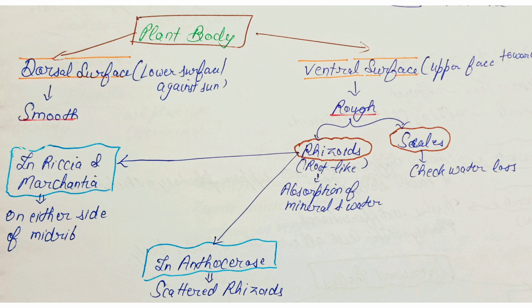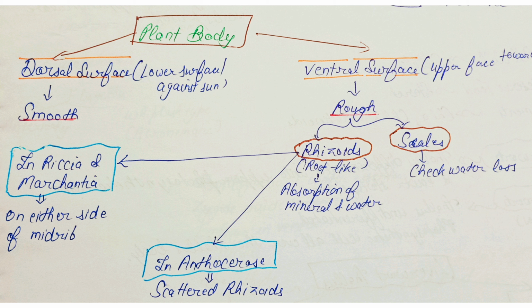If we closely see the plant body of the bryophytes, we can say that the dorsal and ventral surface are morphologically different. The dorsal surface is smooth whereas the ventral surface is rough. Ventral surface is rough due to the presence of rhizoids and scales. Rhizoids are root-like structures and help in absorption of minerals and water. And the scale helps to prevent the water loss.